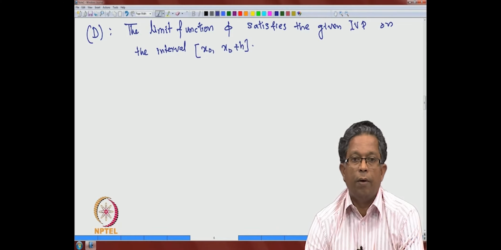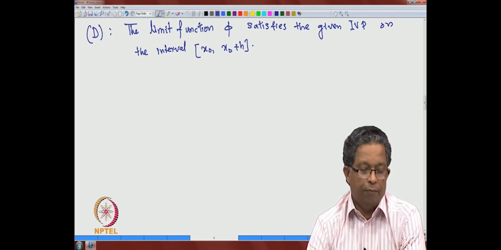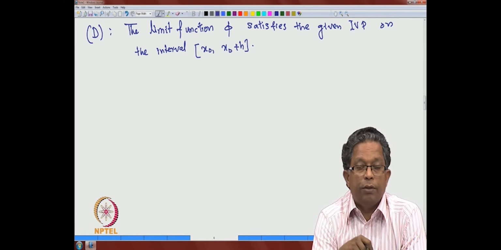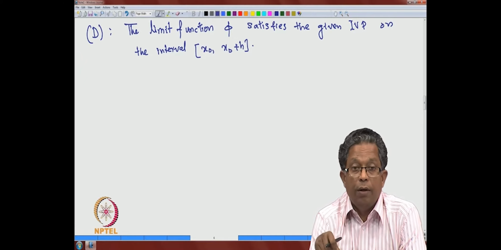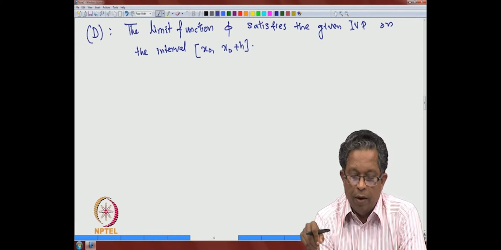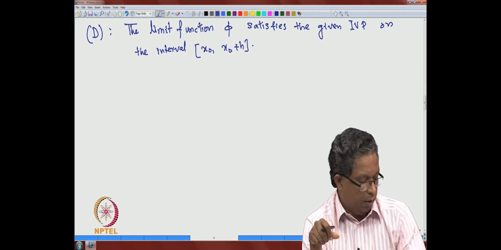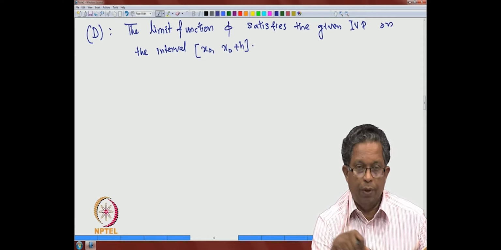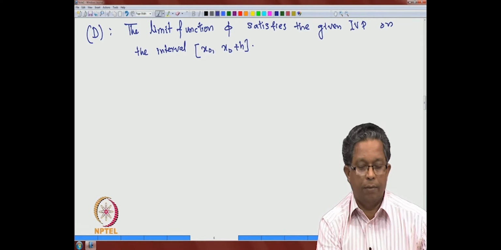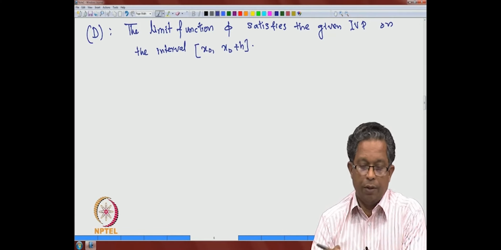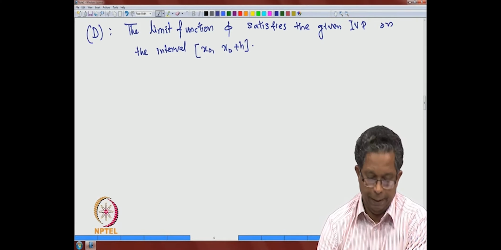So, in short, if we prove all these 4 parts, part A, B, C and D, then we obtain a limit function phi which happens to be the solution of the initial value problem. That proves existence of a solution to the initial value problem. And uniqueness has already been proved in the uniqueness theorem. So, let us prove part by part. So, proof of part A.